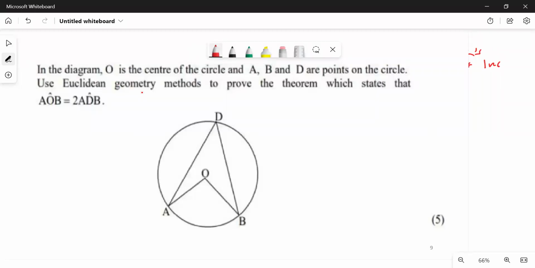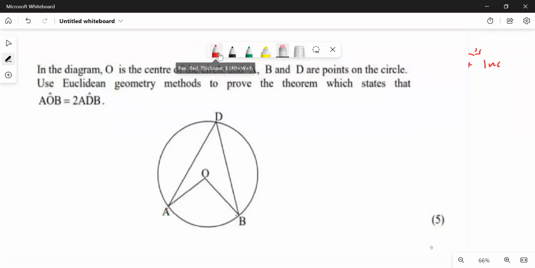So here they say in the diagram, O is a center, and A and B are points on the circle. Use Euclidean geometry methods to prove the theorem which states that this angle AOB is going to be 2 times angle D, which is: an angle at the center is 2 times the angle at the circumference. Okay?